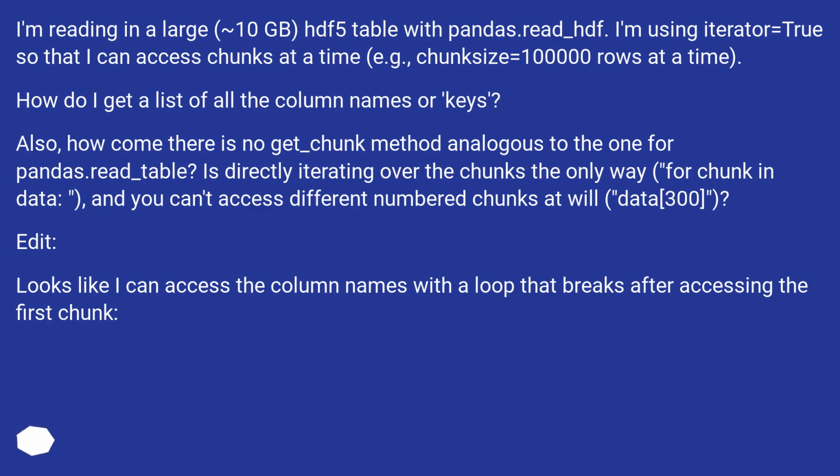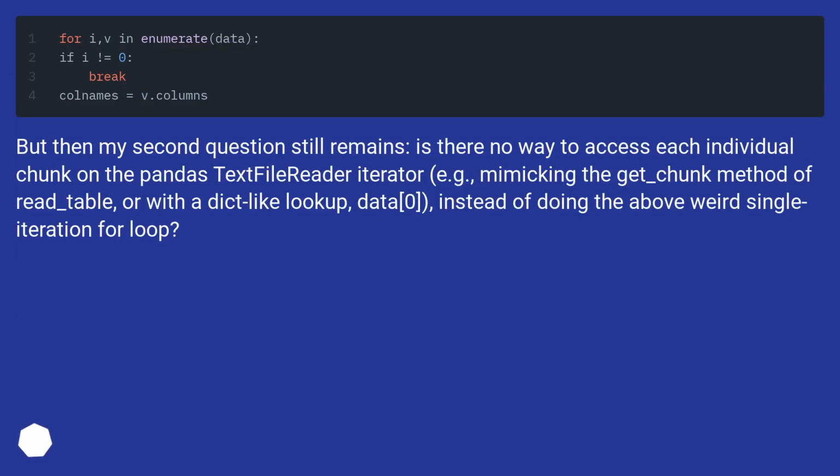Edit: Looks like I can access the column names with a loop that breaks after accessing the first chunk. But then my second question still remains, is there no way to access each individual chunk on the pandas text file reader iterator, for example, mimicking the get_chunk method of read_table, or with a dict-like lookup, data[0], instead of doing the above weird single iteration for loop?